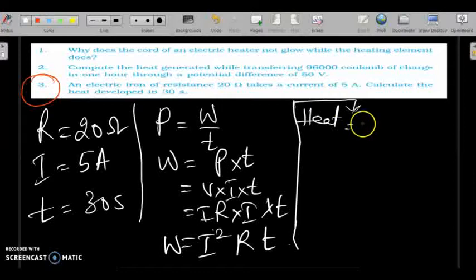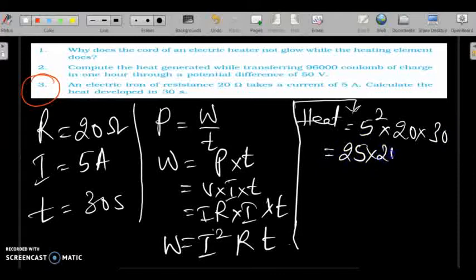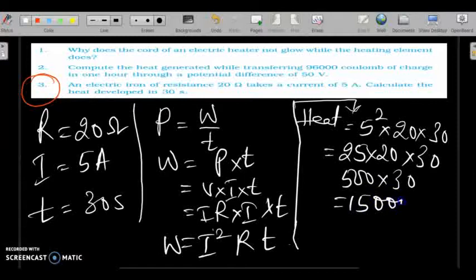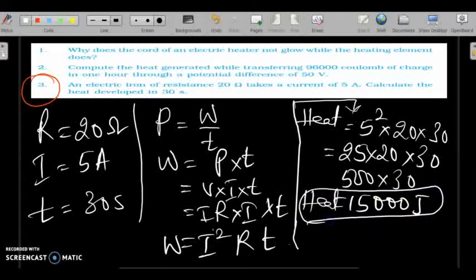What is I there? 5 square into R. What is R? That's 20. Into what is T, children? That is 30 seconds. So that becomes 25 into 20 into 30, that is 500 times 30. That is 15 followed by that many joule. So that is the heat generated. So that is the answer.